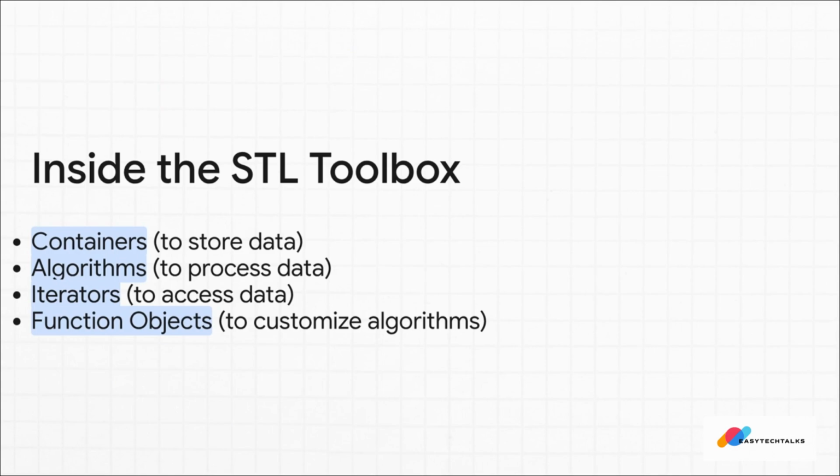And the beauty of it is how all these pieces just click together. You've got your containers, those are the boxes that hold your data. Then you have algorithms, things like sort or find, which are the actions you perform on that data. Iterators are kind of like fancy pointers that tell the algorithms where in the container to do their work. And finally, function objects let you customize stuff, like telling the sort algorithm, hey, sort this backwards. It's a complete modular system that just works.